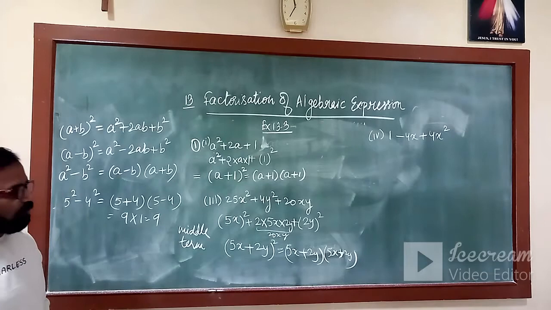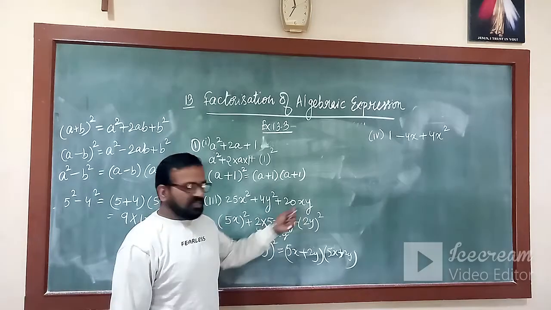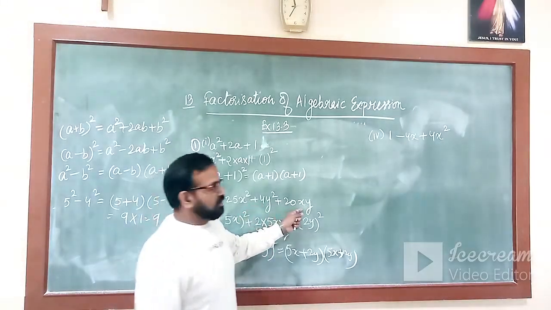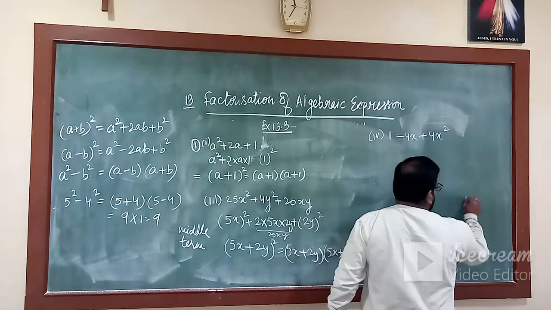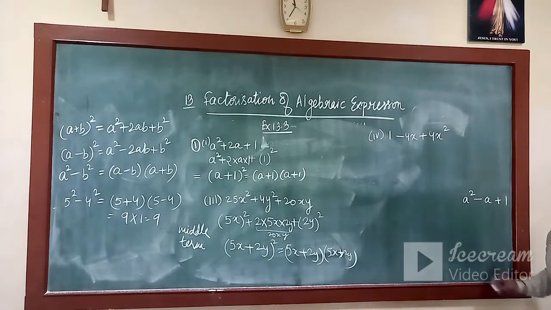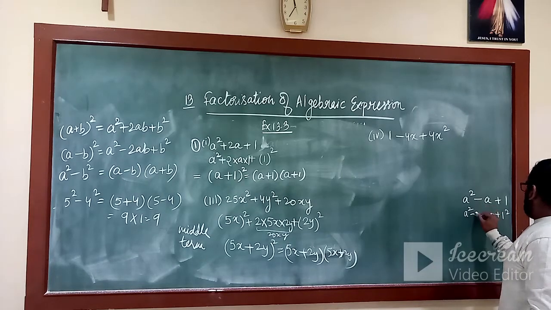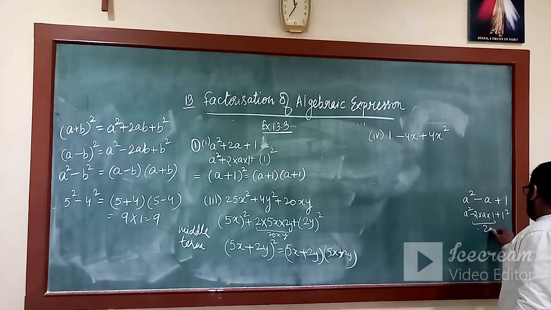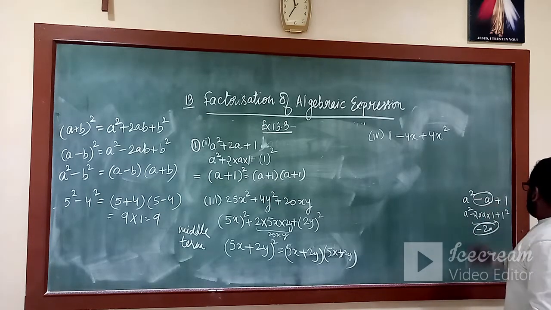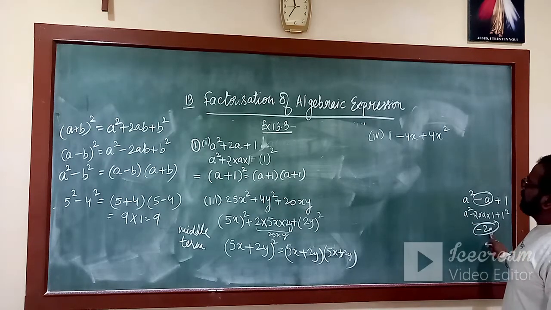Okay. So we can only use this identity if a square and b square are there, and this middle term should also satisfy. Suppose the things were like this: a square minus a plus 1, and suppose it can be also written, but when I want to write, what I will get, minus 2 into a into 1, that is minus 2a. Now this middle term is not satisfied, so we cannot write a square minus a plus 1 as a plus 1 or a minus 1 whole square. So this middle term should get satisfied first.